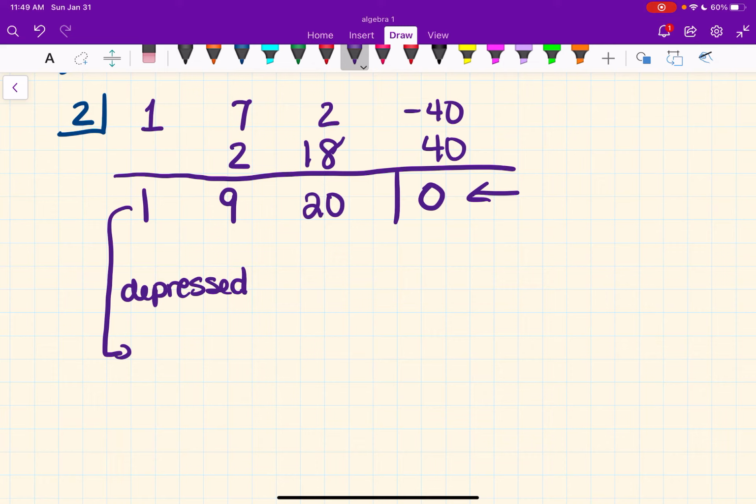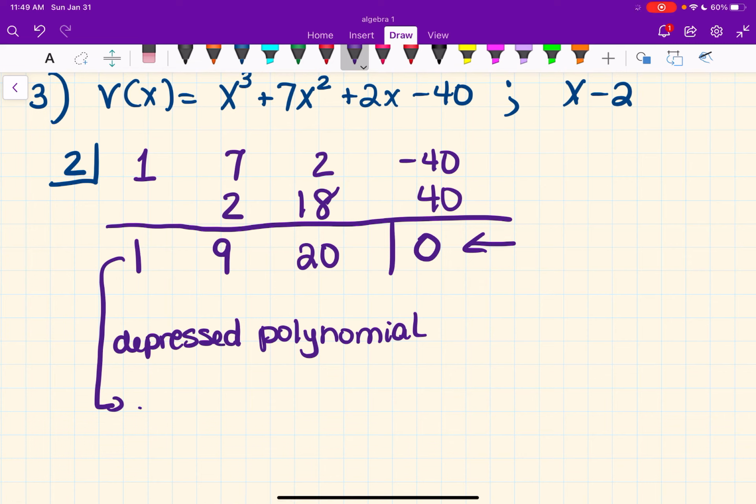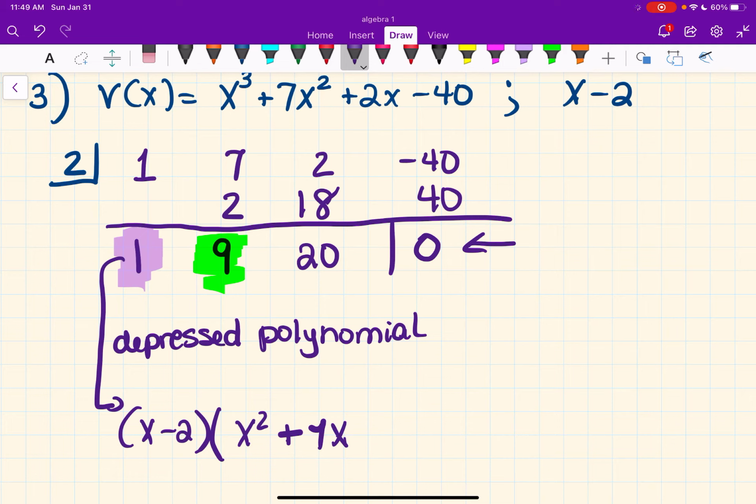We reduce the degree by 1 because we already factored out one of its factors. One of its factors, we already know, is x minus 2. We depress the original by 1. So now what do we have? We have 1x squared, or just x squared. Then I look at my 9. That's going to be on my x, so that's going to be plus 9x. And then the 20 is my constant. There we go. Now we have the depressed polynomial.